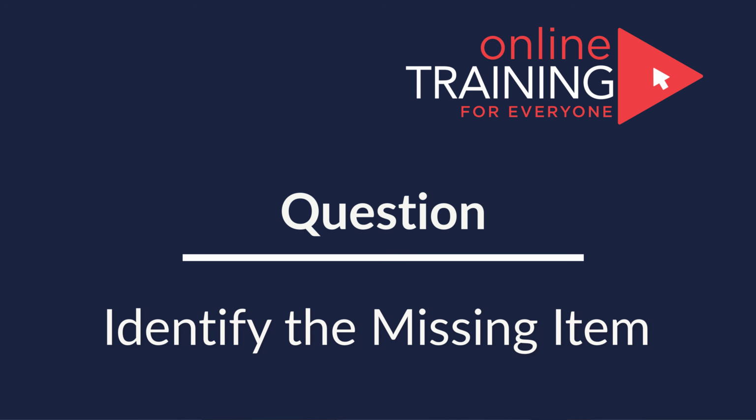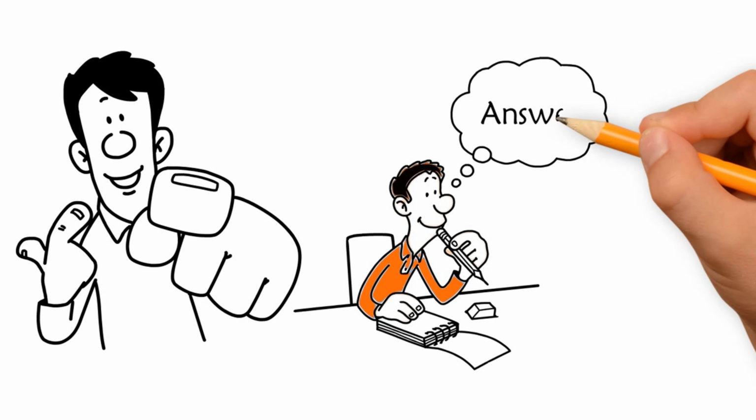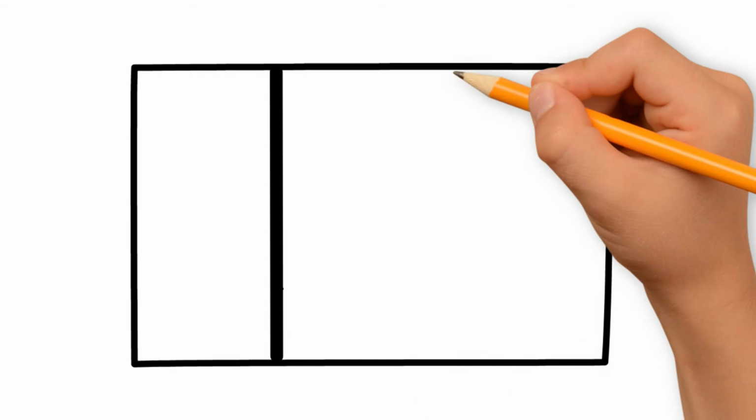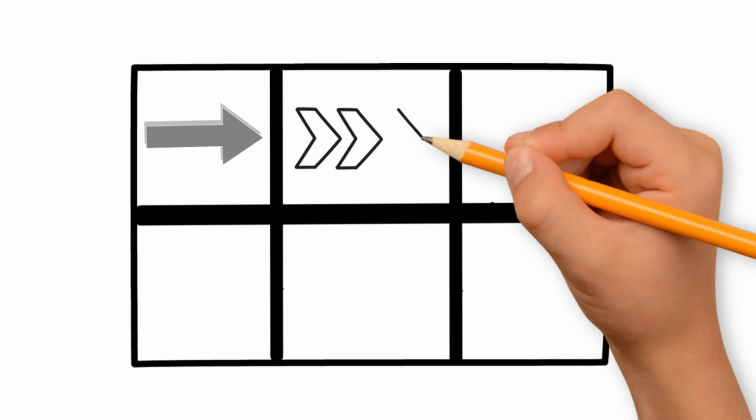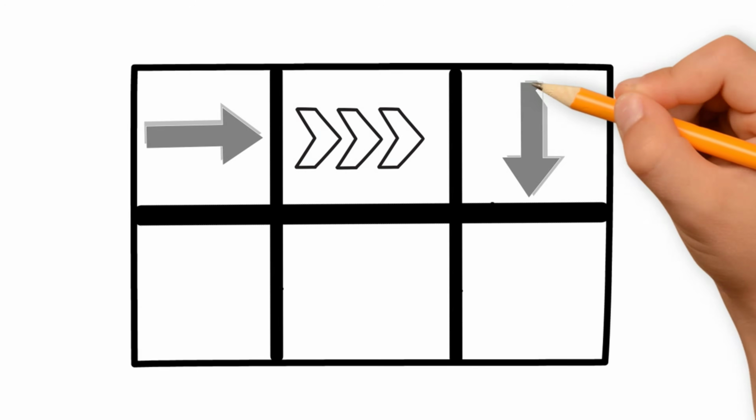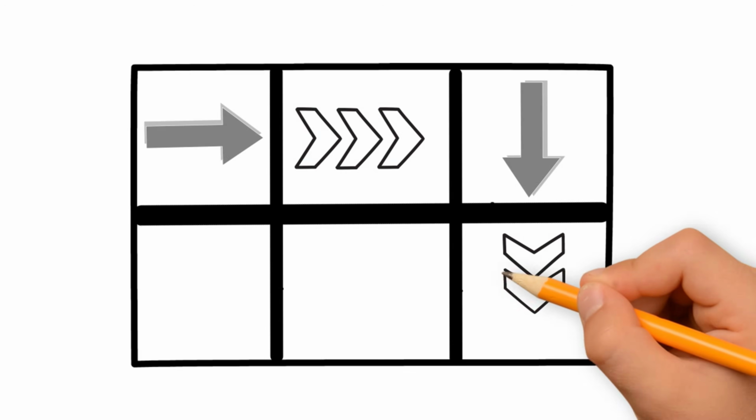I'm excited to share with you a cool question, which is easy to understand, but which doesn't have an obvious answer. You're presented with a 2x3 matrix. This matrix has arrows inside. There are 2 types of arrows, solid arrows and then there are arrows that consist of 3 different shapes.